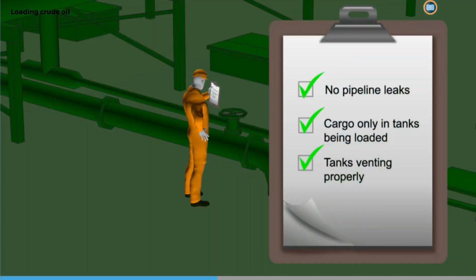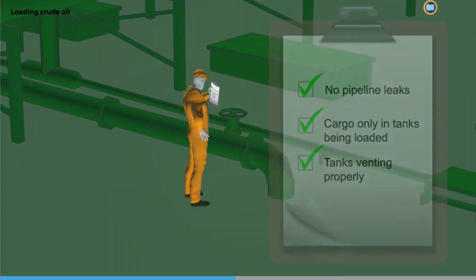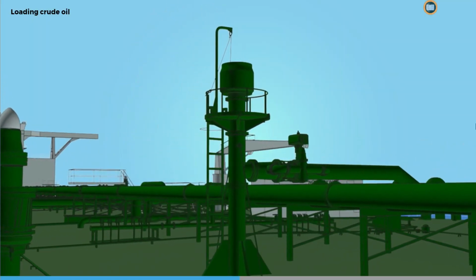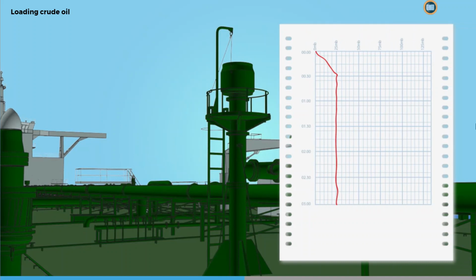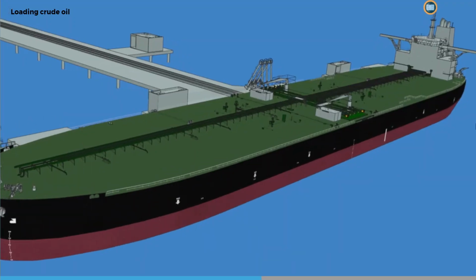Before increasing each time, check for leaks. Make sure the cargo is only entering the tanks being loaded, and ensure that the cargo tanks continue to vent adequately. As cargo tanks fill when loading a full cargo, you should see a gradual rise in pressure in the cargo tank ullage space before it settles down to a steady pressure.